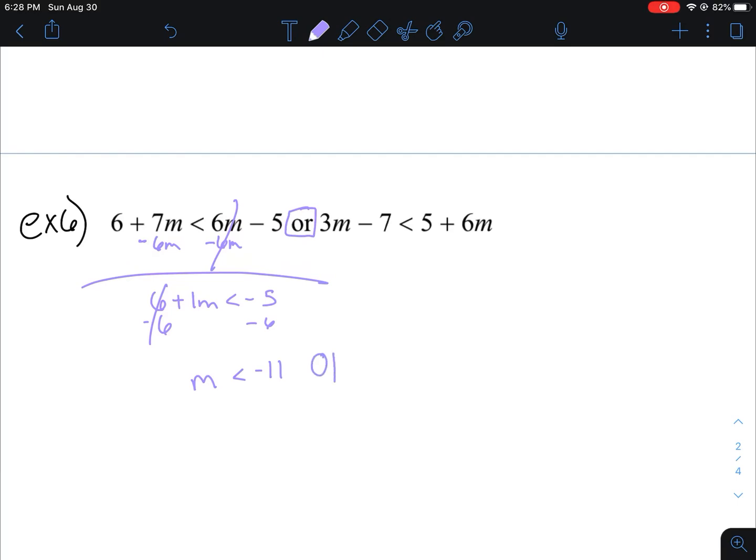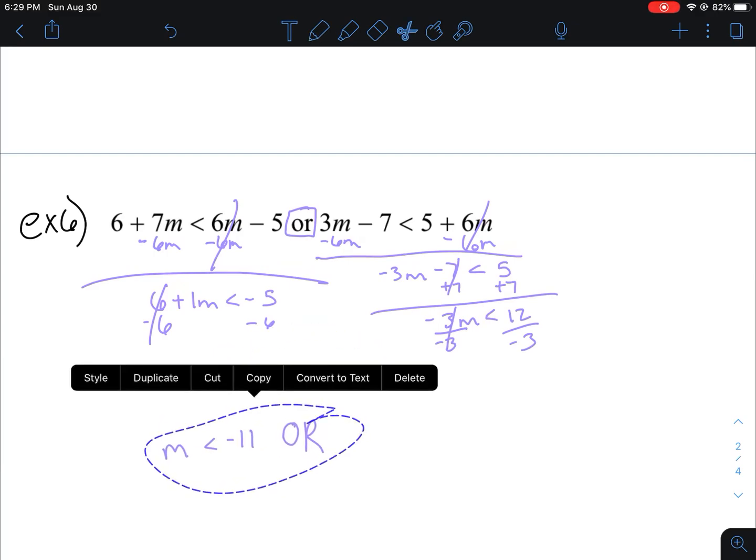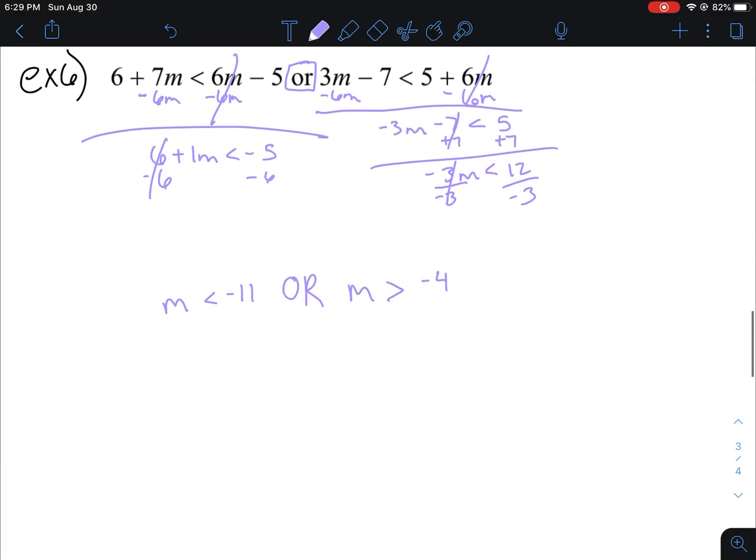All right, and then I have my or statement. Then over here, I'm going to subtract my 6m from both sides, and that is going to give me negative 3m minus 7 is less than 5. Add 7 to both sides, and I get negative 3m is less than 12. And then I'm going to divide by negative 3 on both sides. So this gives me m is greater than negative 4. Remember, I have to flip my inequality sign.